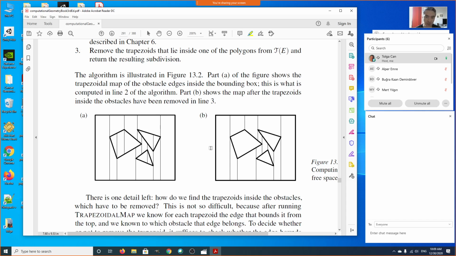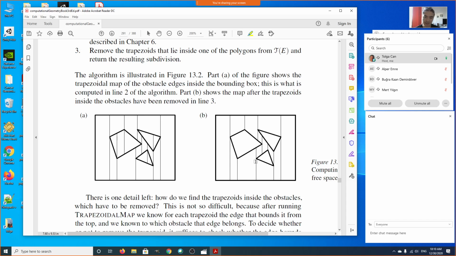doubly connected edge list. The trapezoidal map will be given to us at the end as a doubly connected edge list with trapezoids as the faces. We will have edge records, which are about the boundaries of these trapezoids, and we will have vertices. But we post-process this trapezoidal map to delete the trapezoids that are within obstacles, because we don't want to deal with them. We don't want to put nodes related to these trapezoids into the graph that we are going to construct later. Therefore, after post-processing, the trapezoidal map is converted to this one.